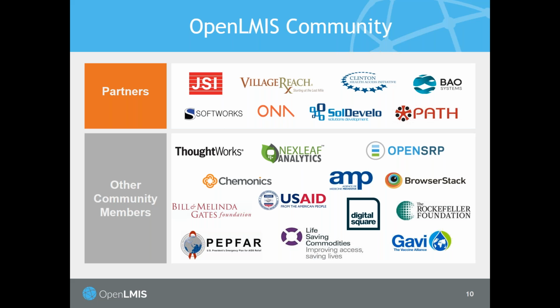At the top, you see our implementing partners, who are actually the organizations who employ OpenLMIS on the ground and do a lot of the implementation work. And they are organizations with expertise in supply chain, in global health, and also in technology. And then our other community partners that you see at the bottom are donors and other technology partners who really provide strategic guidance and are thought partners in many of our initiatives.